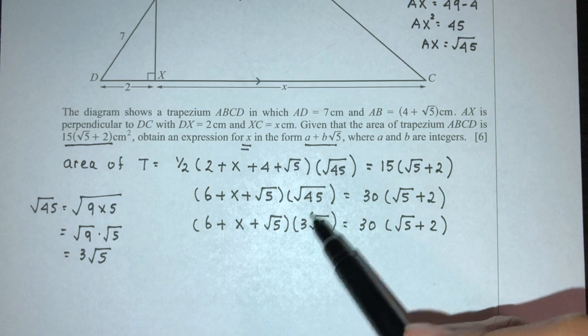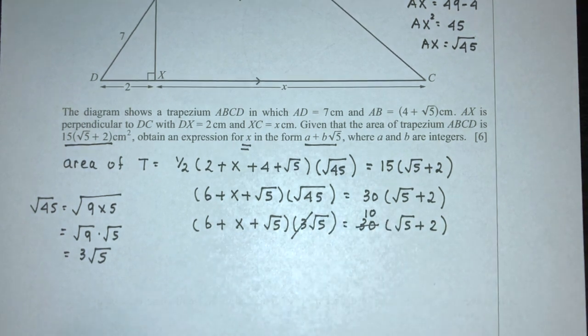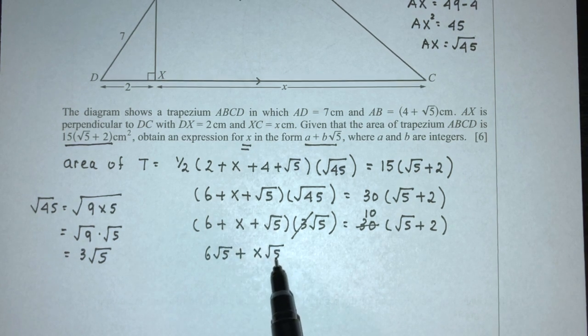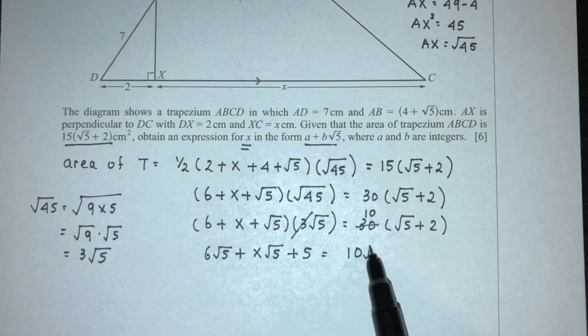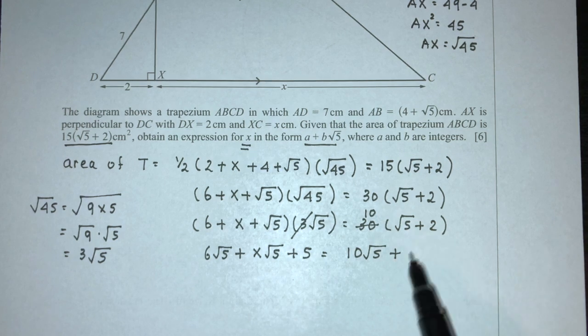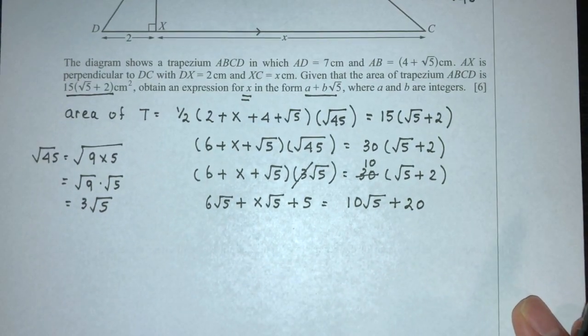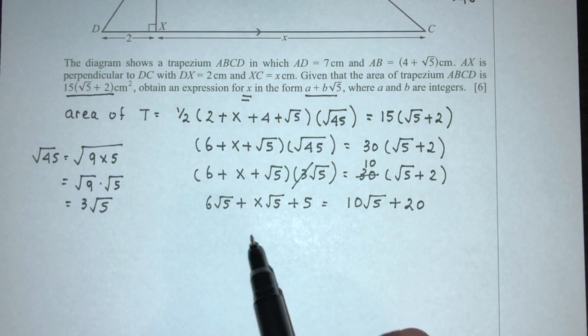Simplify. This will cancel out. So divide by 3, you will have 10 root 5 here. Now we have to expand, right? So expand this side, you will have 6 root 5 plus x root 5 plus 5 is equal to 10 root 5 plus 20. Now we have to make x become the subject of formula because that's what we want to find. So let's do that.